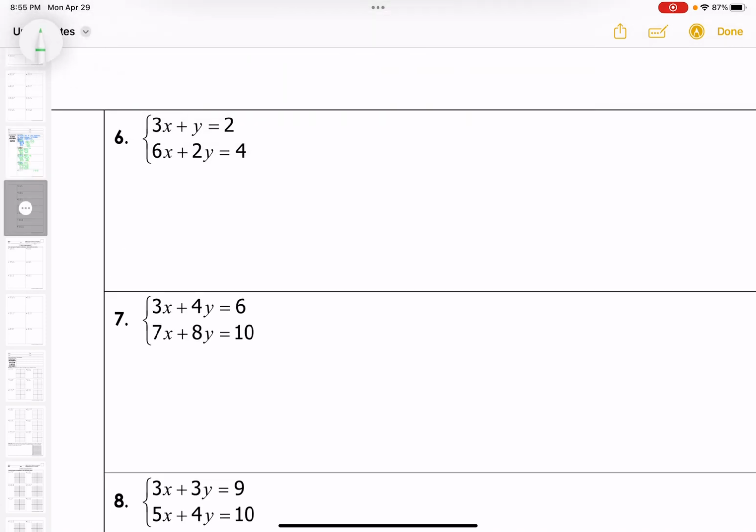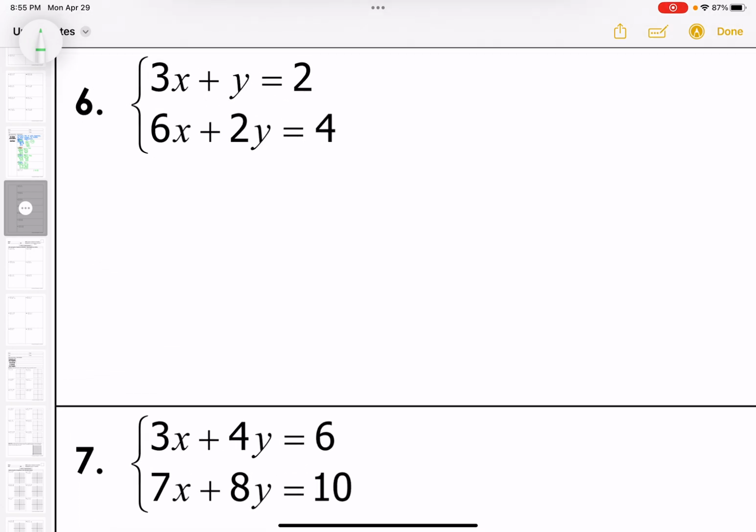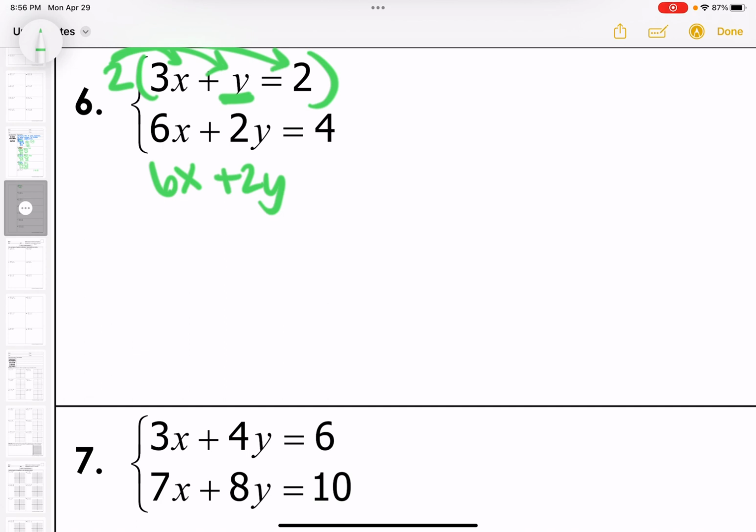All right, number 6 we're going to do because it has one of those special solutions. So we have 3x plus y equals 2 and 6x plus 2y equals 4. I'm going to choose to eliminate y because there's no visible number beside it, and I want it to have a number 2. So I'm going to multiply my whole top equation by 2. So 2 times 3x is 6x, 2 times y is 2y, and 2 times 2 is 4.